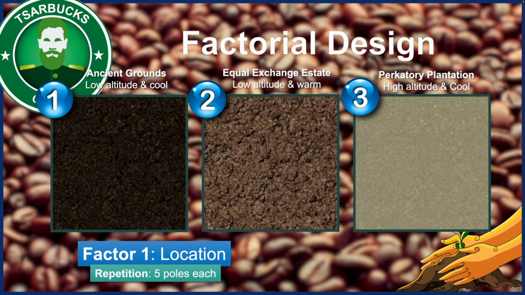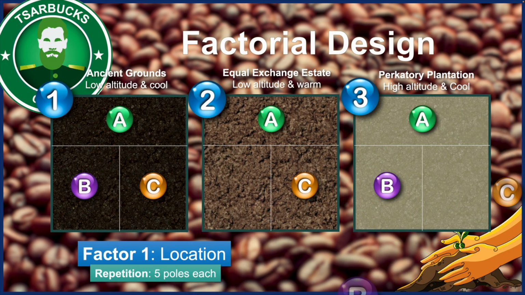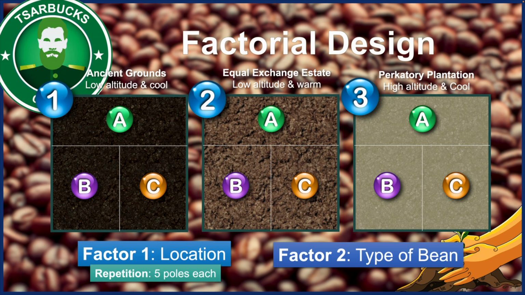For instance, ancient grounds is low altitude and cool. Equal exchange estate is low altitude and warm, slightly different soil. And purgatory plantation is high altitude and cool. Those are 3 different conditions. Factor 1 is location. In this case, we're going to be planting our 3 different types of beans in the same way as we did with our one-way ANOVA, where we have 1 type of bean in each of the poles for our design. So factor 1 is location.